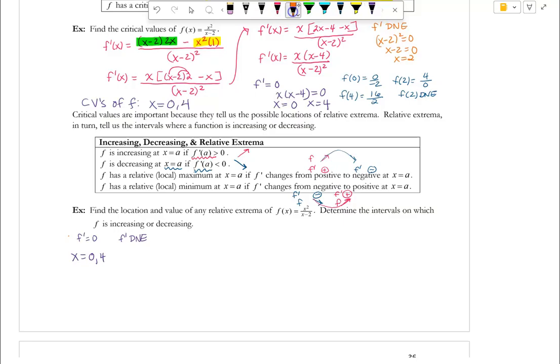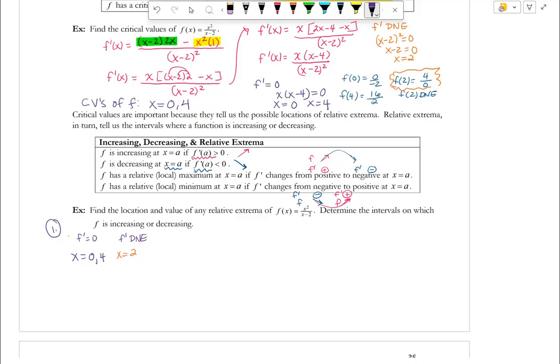But even though it's not technically a critical value, we also need to consider what's happening at x equals 2. Because our function is not defined there, we could tell that our function has an asymptote there, because when we plugged in 2 to f, we got 4 over 0. So something interesting is happening there. All right, so that's really our first step in this process: we're going to find anywhere our derivative is 0 or does not exist.